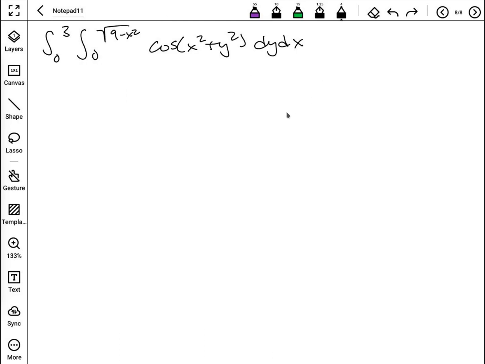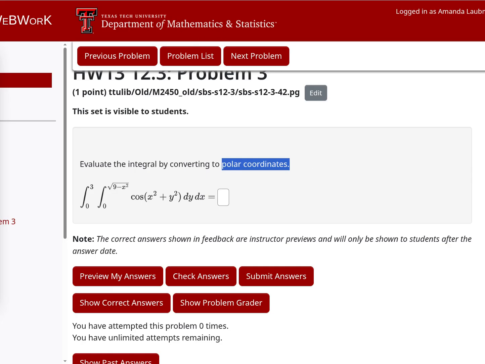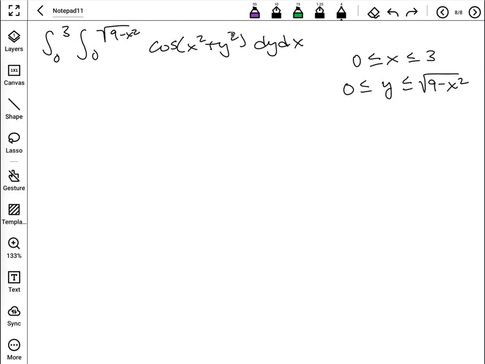So for problem 3, we've got this integral from 0 to 3 in x, 0 to root 9 minus x squared in y, and we're integrating cosine of x squared plus y squared. So when I see x squared plus y squared, I know I'm thinking about circles, thinking about polar coordinates. If I hadn't been told in the problem that I should be using polar coordinates, my hint would have been this x squared plus y squared, which I know is going to become r squared, and that's a little easier to deal with.